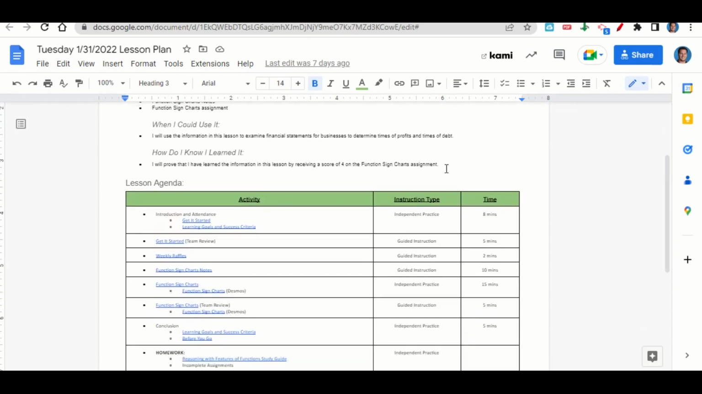Now let's take a look at our agenda for today. We will begin by going over the learning goals and success criteria. While we do that, you'll fill out your Get It Started. Once you've completed your Get It Started, we'll go over it together and answer any questions that you may have. Next, we'll do our weekly raffle. After that, we'll go over the function sign charts notes, and then I'll give you time to complete the function sign charts assignment on Desmos. Once you've completed the assignment, we'll go over it together and answer any questions that you may have. At the end of class, we'll go back over our learning goals and success criteria while you fill out your Before You Go. Your only homework for tonight is to continue working on the reasoning with features of function study guide and any incomplete assignments that you may have.